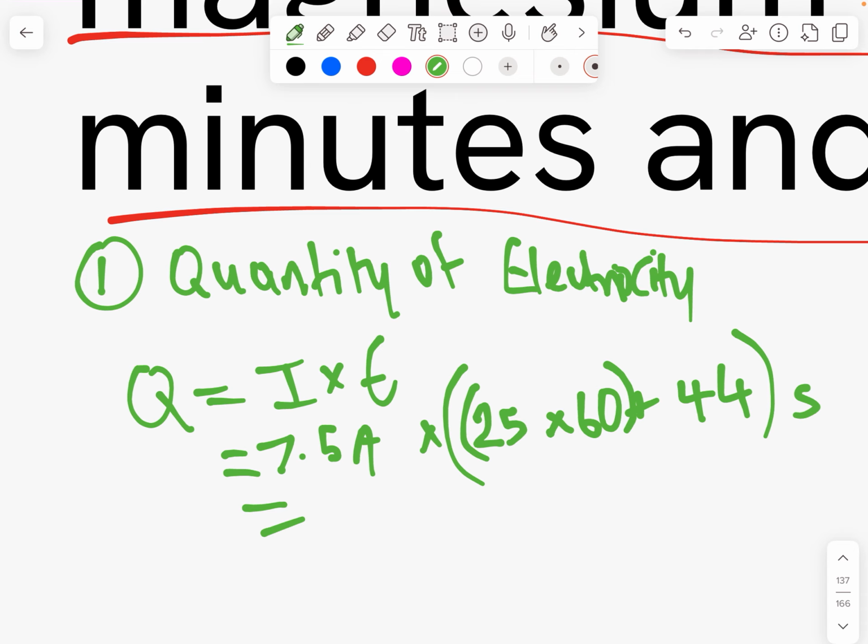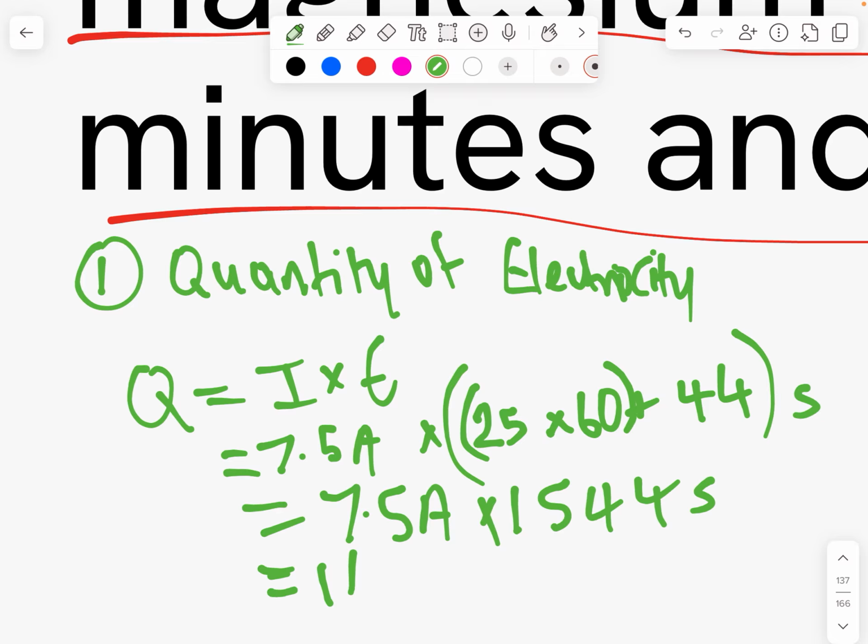I'm going to grab my calculator. Alright, so it's 25 times 60. That gives us 1500 plus 44, which gives us 1544 seconds. Right, and we're going to multiply that by 7.5, and we get 11,580 coulombs. The unit that we're using for quantity of electricity is coulombs. Right, take a picture of this.